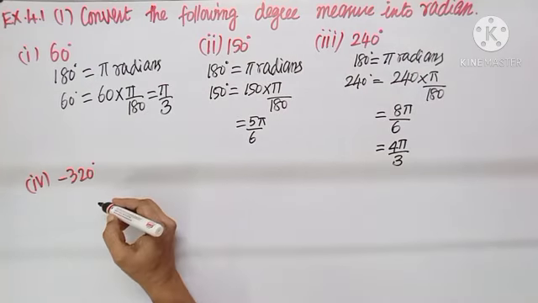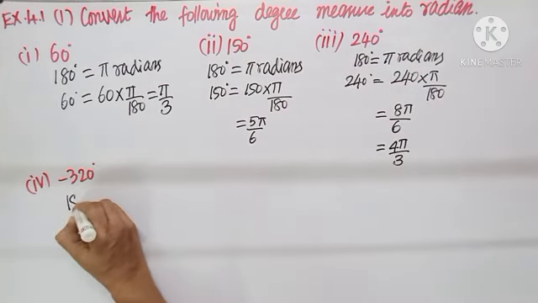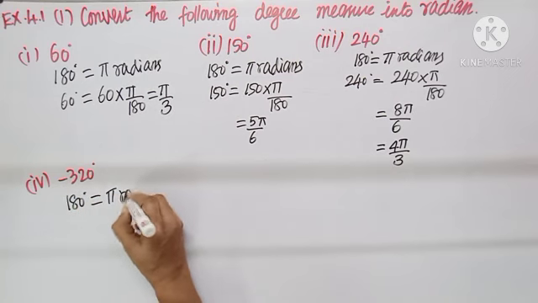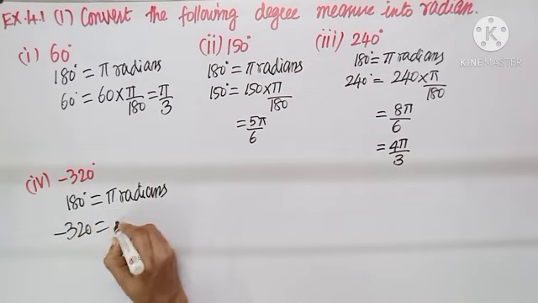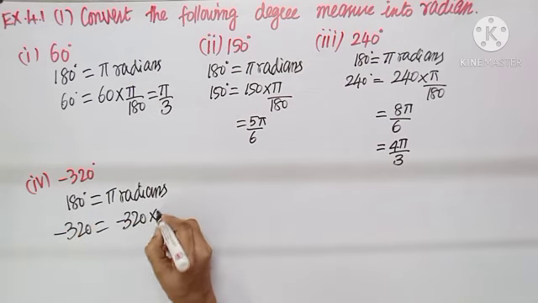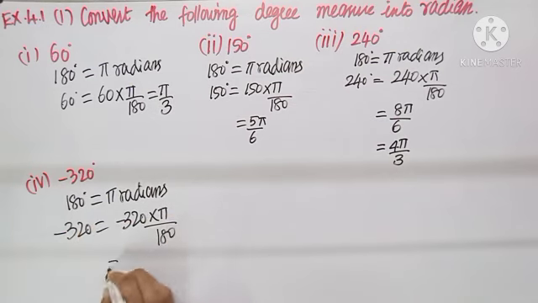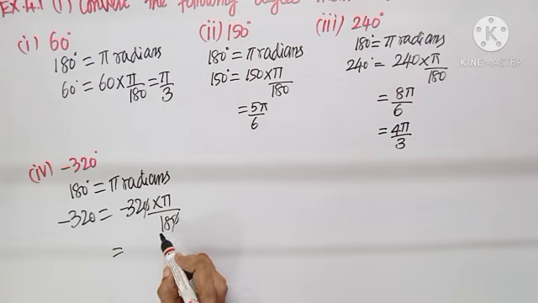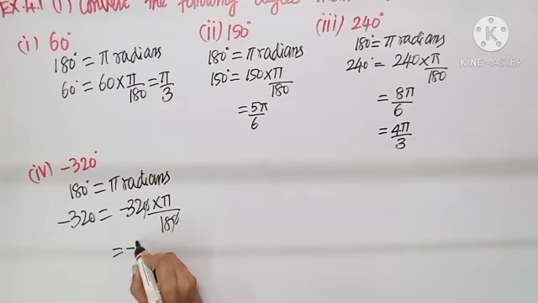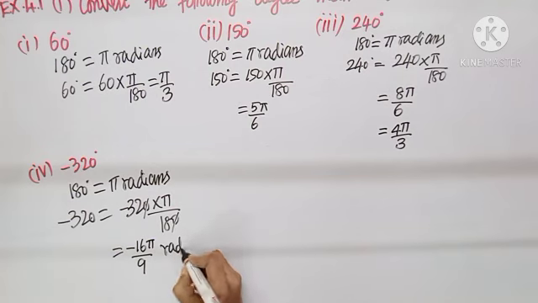Minus 320. Same pattern. 180 degrees is pi radians, so minus 320 equals minus 320 into pi by 180. The zeros we can cancel. 180 I can cancel by 2 table. So minus 16 pi by 9. That many radians is my answer.